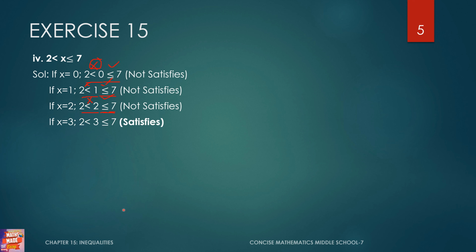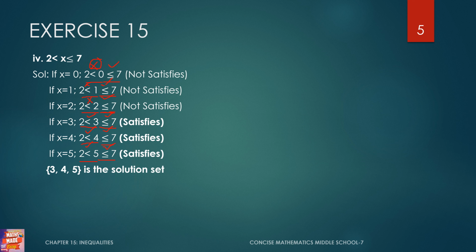Now take x is equal to 3. 2 is less than 3? Yes. 2 is less than 3. First condition, okay. Now 3 is less than or equal to 7? Yes. Just write down as satisfy. Even here, 2 is less than 4? Yes, 2 is less than 4. 4 is less than or equal to 7? Yes. Now take 5. 2 is less than 5? Yes, 2 is less than 5. 5 is less than or equal to 7? Yes, 5 is less than 7. So our solution set will be 3, 4, 5.